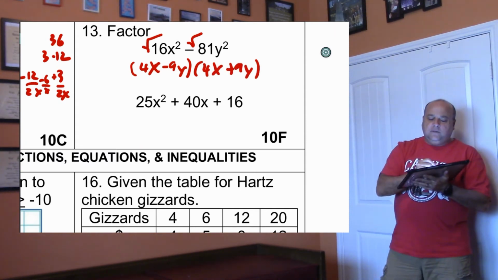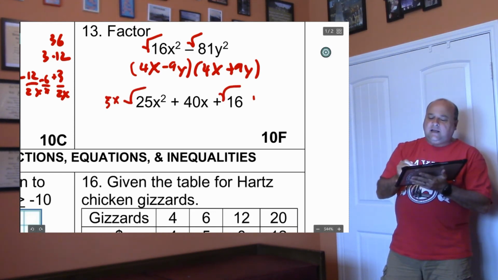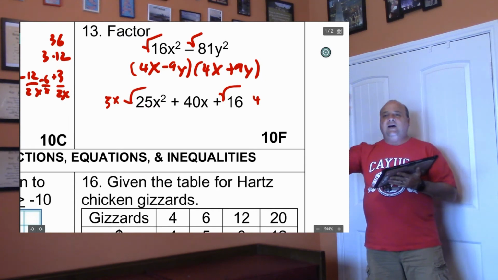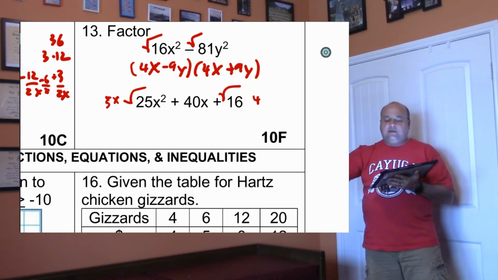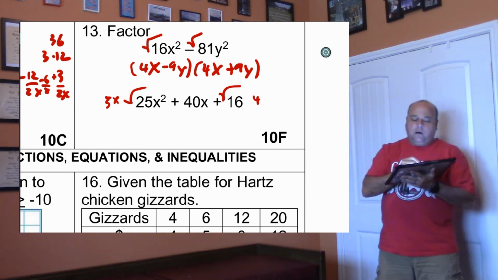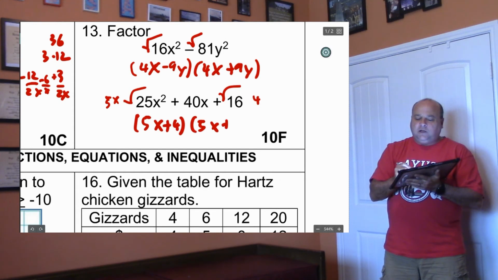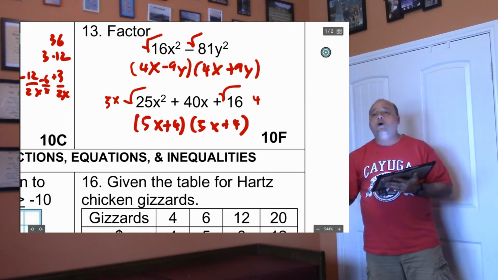Okay, on the next one, this is a square root. This is a square root. I get 5x and I get 4. If I multiply 5x times 4, I get 20. And if I double 20, I get 40. Ding, ding, ding. This is a perfect square. So my answer is going to be 5x plus 4 and 5x plus 4.